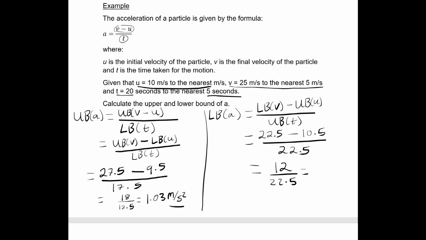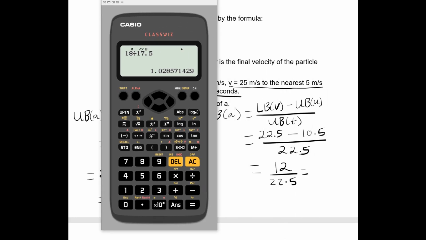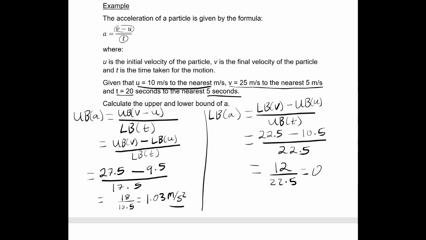So putting this into our calculator, we get 12 over 22.5, which is 0.53, which is dramatically different really, 0.53 meters per second squared. And it makes sense that it's dramatically different because we're measuring with a high degree of inaccuracy. You're measuring the time to the nearest 5 seconds and the final velocity to the nearest 5 seconds. So because you're measuring with such a degree of inaccuracy, it makes sense that the possible values for a are so different.